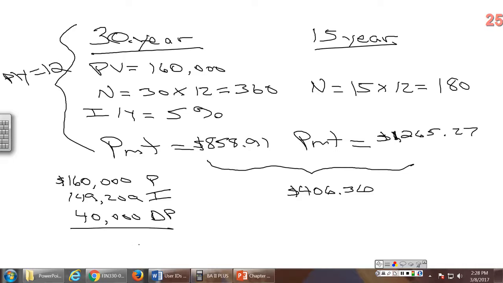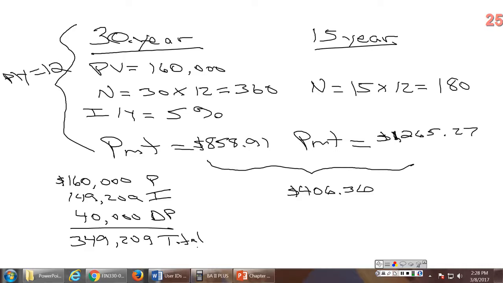And so if we add all of this together, we have paid $349,209 total for this house. So that's a lot of money for your $200,000 house. You paid an additional $149,000 in interest.